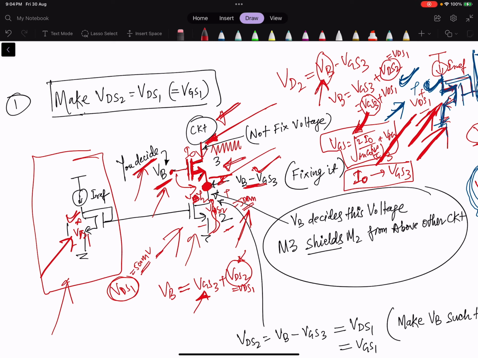Based on the size of M3, we will decide the VGS requirement, and then we'll fix this voltage VB. This voltage will be fixed, and by this way this voltage is also fixed to VDS1. So here, VB will decide the value of the VDS of M2, and that voltage we will fix to be equal to VDS1. So this is the first concept here.